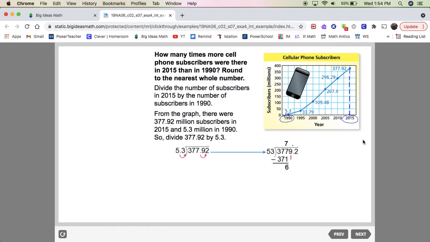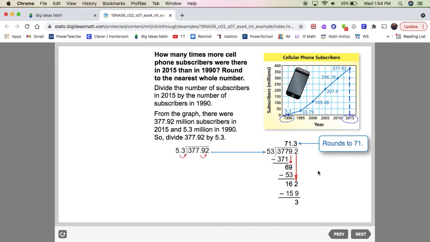371, subtract to get 6. Bring down the 9. How many times is 53 going into 69? 1 time. Notice it goes right over the 9. We subtract, we get 16, bring down the 2. How many times is 53 going into 162? 3 times. We have a remainder. What are we going to do? Well, let's see.